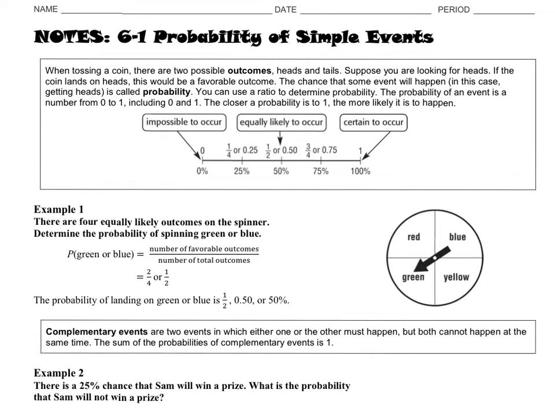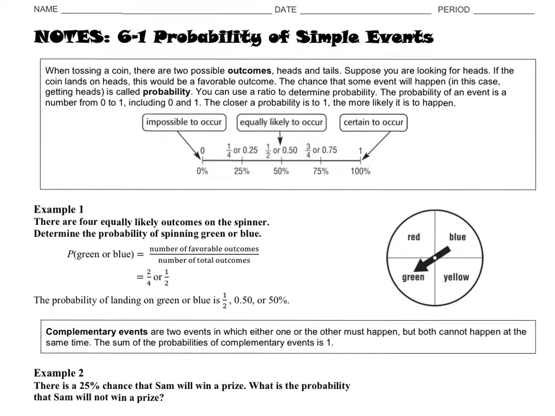Okay, so we're going to talk about probability. Probability is the chance that something is going to happen. When I go to flip a coin, the probability that I'm going to get heads is 1 out of 2, because heads is what I want, and my total options are heads or tails. So probability for heads is 1 out of 2.